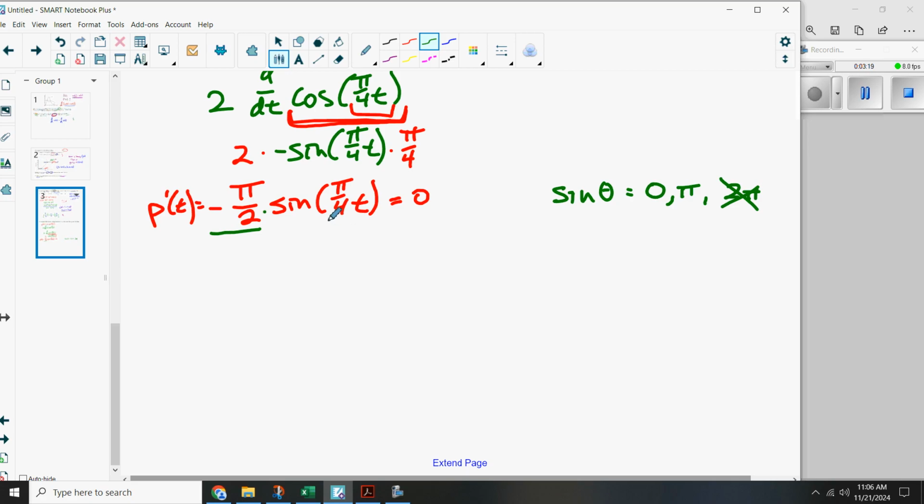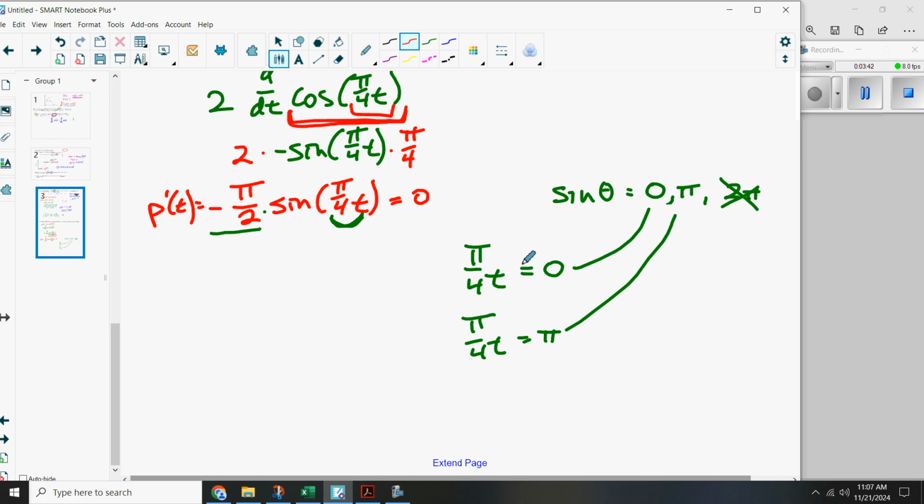But this is pi over 4 t. So what is going to make pi over 4 t equal to 0, or pi over 4 t equal to pi? Because those are the 2 numbers that we're interested in. Well, I can see very clearly that if t equals 0, that's one place, and if t equals 4, that's another place where P prime of t is going to equal 0, where the particle will be stopped.